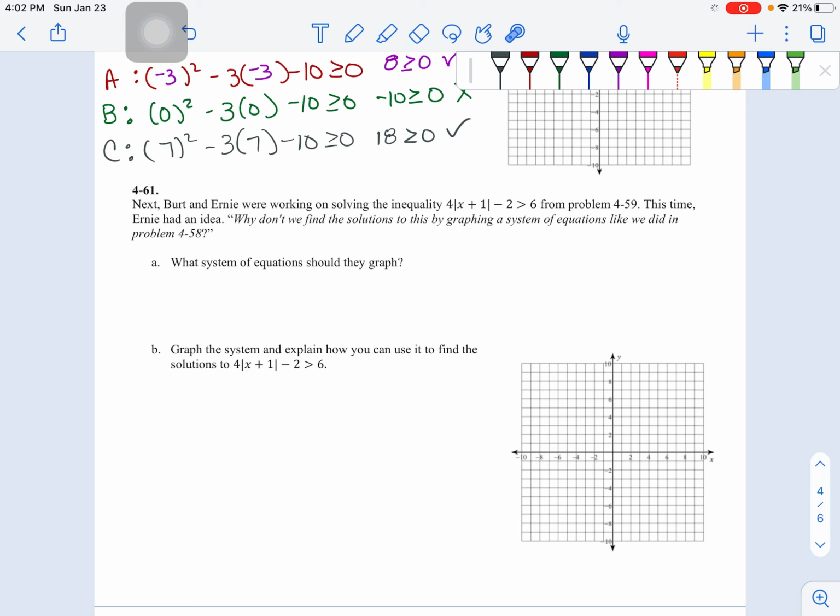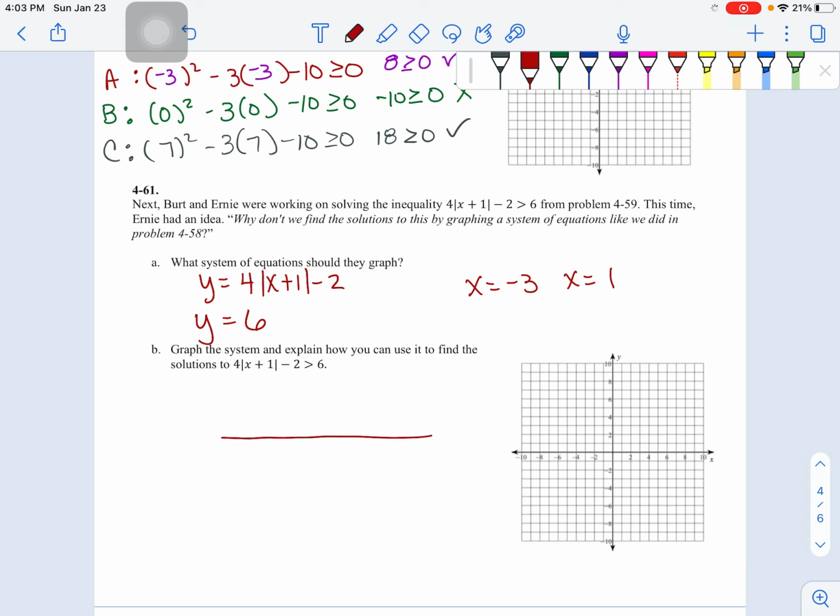Okay, so that's what he wanted. We can graph it. We don't need to show the graph, but we've got x equals negative 3, x equals positive 1. They wanted to know what should they graph. Well, we're graphing y equals the absolute value of 4x plus 1, minus 2 on line 1. And then on line 2, we're graphing y equals 6. Okay? So we graphed it. Again, we do not need to show the graph. I had it on my graphing calculator.